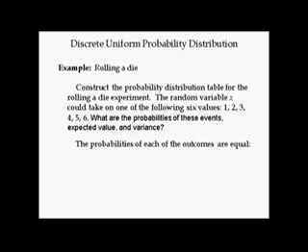The probabilities of the outcomes are equal because n is equal to 6, and the probability distribution function is 1 divided by 6. F of 1, the probability of rolling a 1, equals 1 divided by 6. The same holds for F of 2, F of 3, F of 4, F of 5, and F of 6: each equals 1 divided by 6.